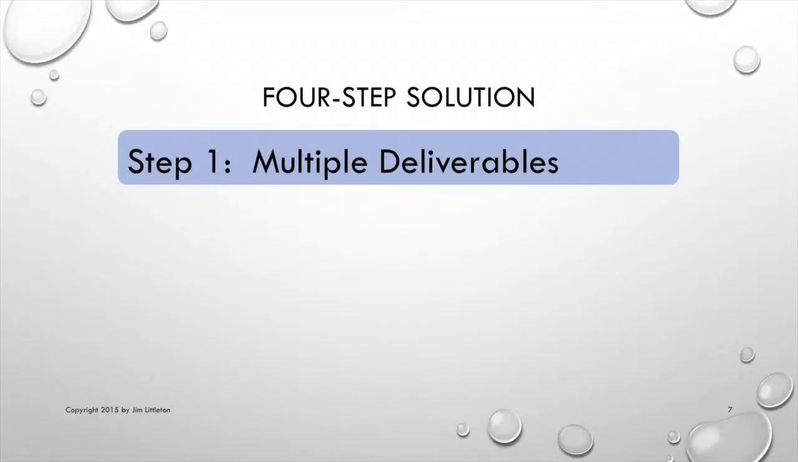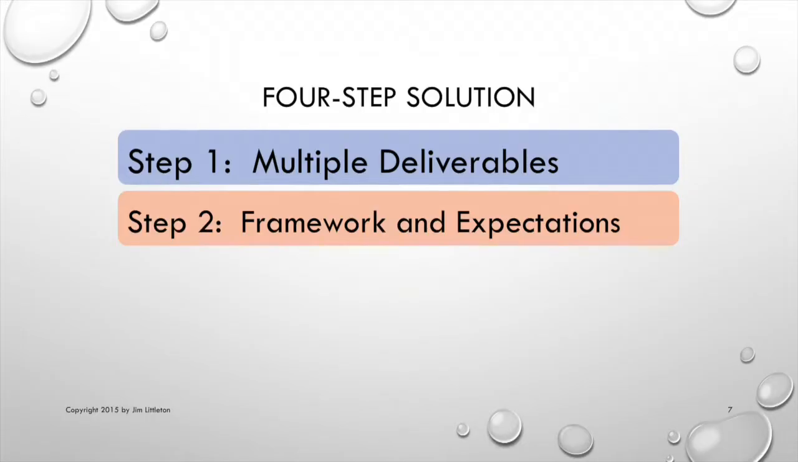So step 1, you want to create multiple deliverables. Don't rely on that one big project where you say, here you go, have that, I'll see you at the end of the term. That's not very good for a team-based project in an online class. Remember, we want communication. We want to prevent procrastination. And by doing multiple deliverables, that holds off procrastination, and also maintains the workload throughout the term.